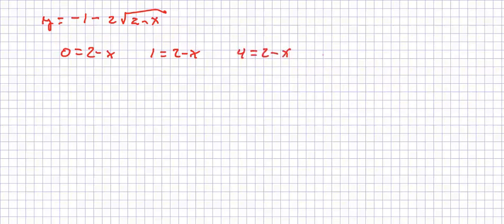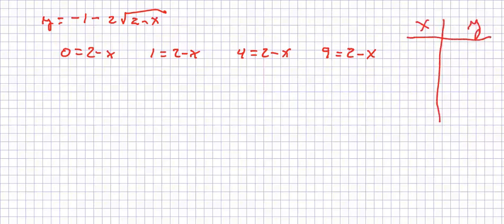Y equals negative 1 minus 2 times the square root of 2 minus x. For my starting point I set 2 minus x equal to 0. And then I'm going to set 2 minus x equal to 1, equal to 4, and equal to 9. There will be a few times when you would actually even set it equal to 16. Where we have x and we have y.